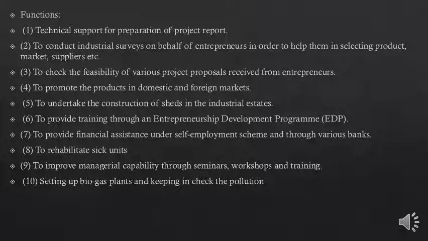It provides financial assistance and rehabilitates sick units. It means restarting the unit and improving managerial capability through seminars, workshops and training. Seminars, workshops and training are conducted from time to time. And next is setting up biogas plants and keeping a check on pollution. It sets up the biogas plant, checks the pollution and looks at how to control pollution in nature.